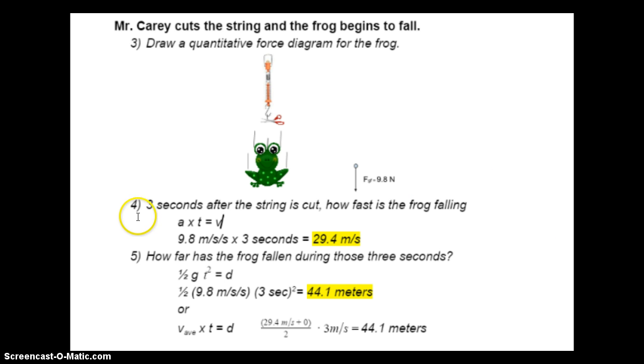Okay. So here we have a question: 3 seconds after the string is cut, how fast is the frog falling? We know that anything that's accelerating uniformly, it's just that acceleration times time will give our velocity. We know the acceleration is 9.8 meters per second squared times the 3 seconds. So 29.4 meters per second. For those who like to use 10, this would be about 30 meters per second.